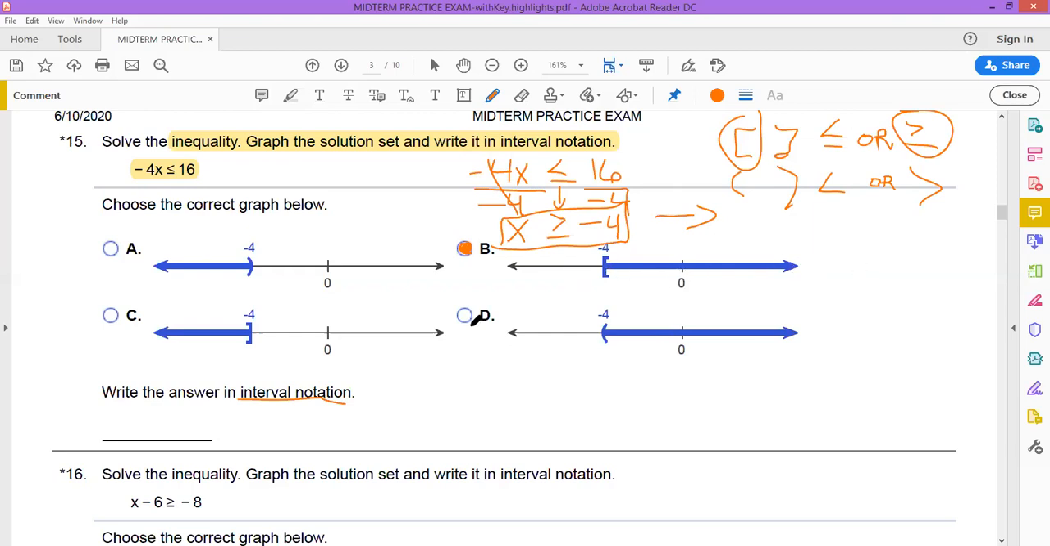Now, how do we write this in interval notation? We have a bracket at -4. We put bracket -4, comma, and we're shading in the direction of positive infinity. So positive infinity, and remember, you always have parentheses around infinity. So interval notation, we got bracket -4, comma, infinity, parentheses.